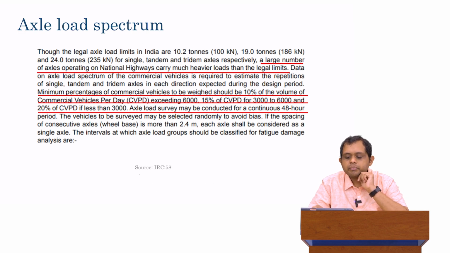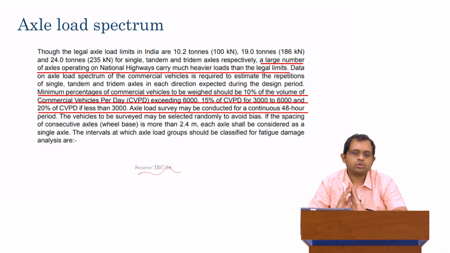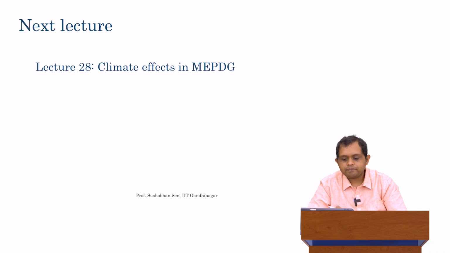And here is a little bit of code I took from IRC 58, which you can read on your own later, but it basically says that for every individual project, you should be conducting a survey to know the axle loads and to know the traffic. So we unfortunately don't have any ready-made default values that we can use, whereas in the US, they do have some level 3 traffic information, which you can use for design.